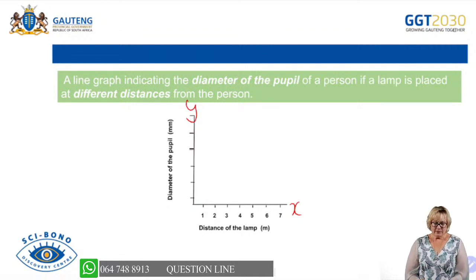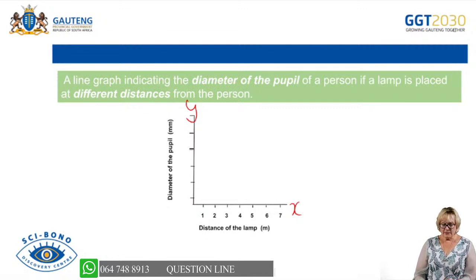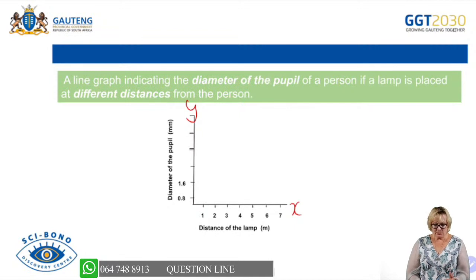There's our scale, very easy. The one for the x-axis is 1, 2, 3, 4, 5, 6, 7. And then there is the one for the diameter. Can you see I'm counting in 0.8? So 0.8 is the first one. Then I have 1.6, 2.4, 3.2, 4, and then lastly 4.8.